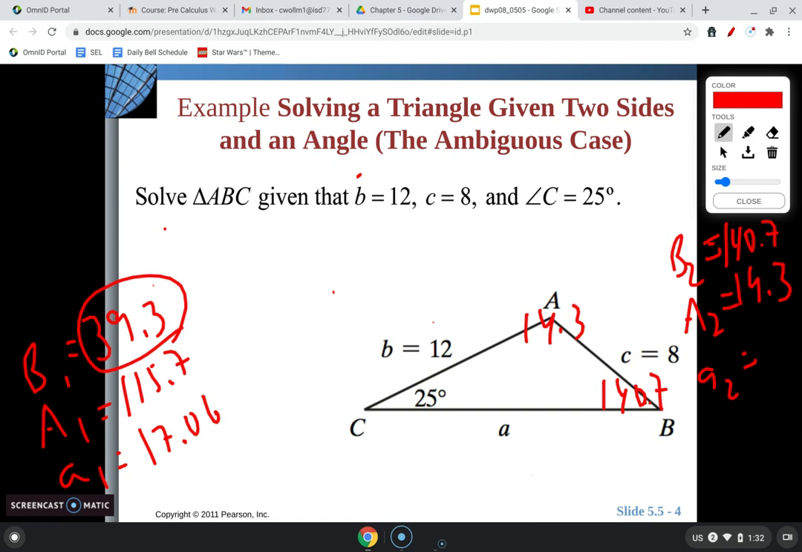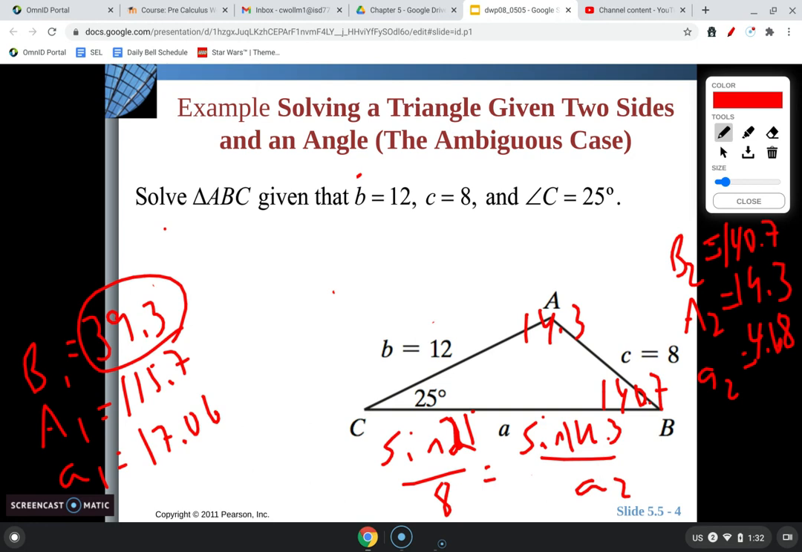Then we've got to do our law of sines again. So we'd go sine 25 over 8 equals sine 14.3 over little a2 there. So 8 sine 14.3, boom, divided by the sine of 25, hit enter, 4.68.